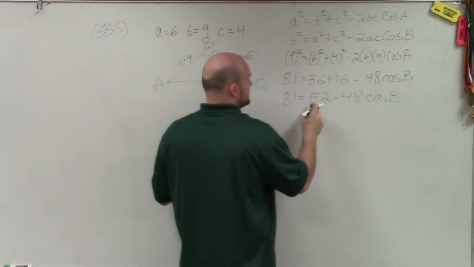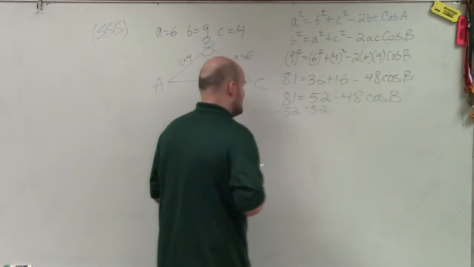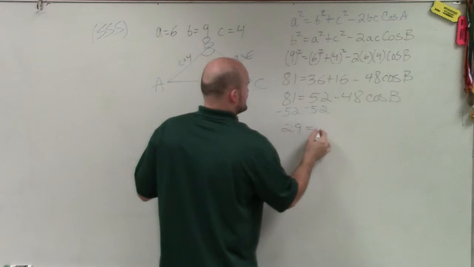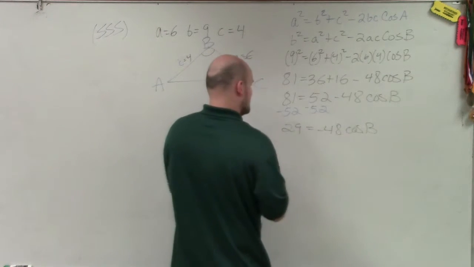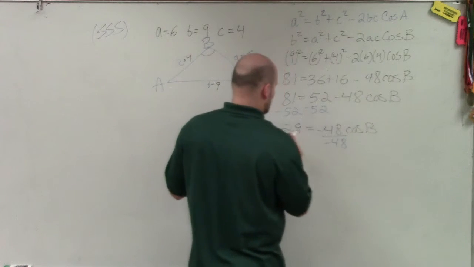Now, all you simply need to do is subtract the 52 on both sides. And therefore, you would have 29 is equal to negative 48 times the cosine of B. Now, to solve for cosine of B, I'm going to divide by negative 48 on both sides.